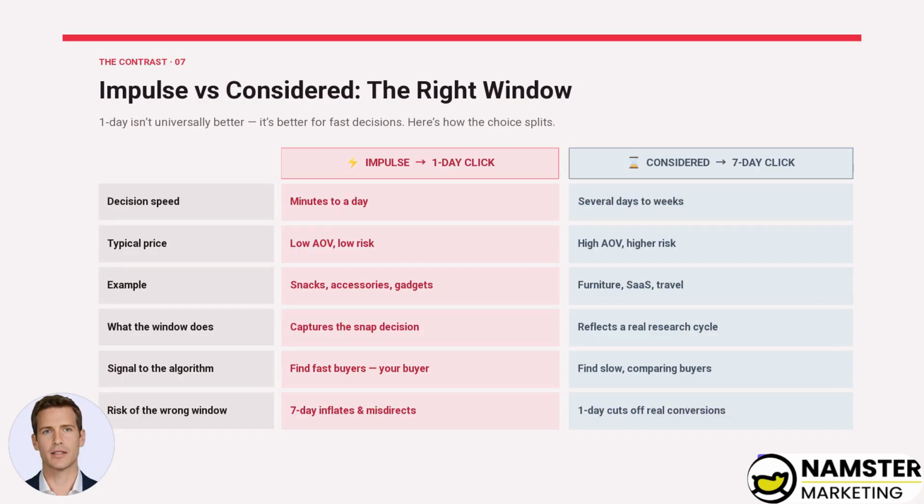This slide summarizes the difference. For impulse products, customer decisions happen quickly. Prices are usually lower, risk is lower, and buyers act with minimal research. In these cases, a 1-day click window helps Meta identify fast buyers and keeps measurement accurate. For considered products, decisions take longer. Customers compare options, research alternatives, and often require multiple touch points before purchasing. A 7-day click window better reflects that behavior. The goal isn't to choose the shortest or longest window. The goal is to choose the window that matches reality.